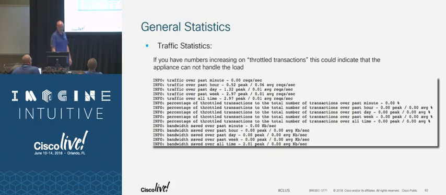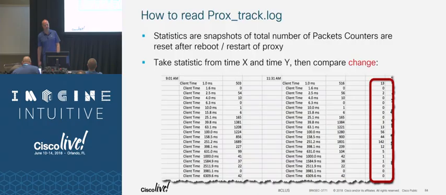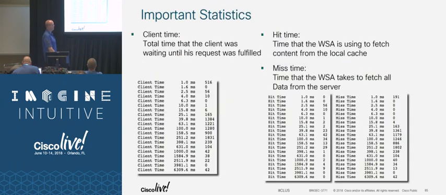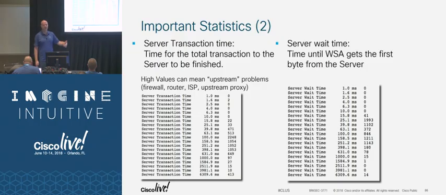General statistics about it, throttle transactions, percentages, information around how long the requests are taking. You can watch the statistics and compare the changes between them. It's the number of packet counters. Now keep in mind when the box reboots, these numbers reset. So we have statistics around the client time, so how long the client was waiting before the request was fulfilled, how long it took to fetch from the client or from the server. All these things are trackable, and it will help you determine, is the problem on the internet? Is it on my end? Where does it sit? Server transaction time and wait times.